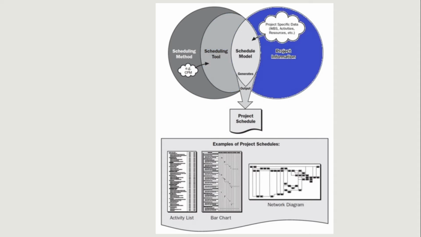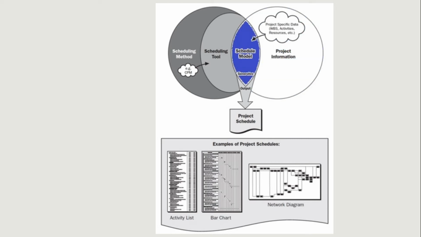Next, you choose a scheduling tool like Microsoft Project or Oracle Primavera. Then you take project information such as WBS and activities, durations, resources and constraints and put them into the scheduling tool to create a scheduling model. This model represents the work of the project as a project schedule.